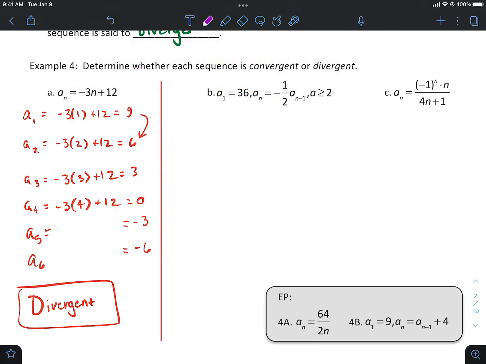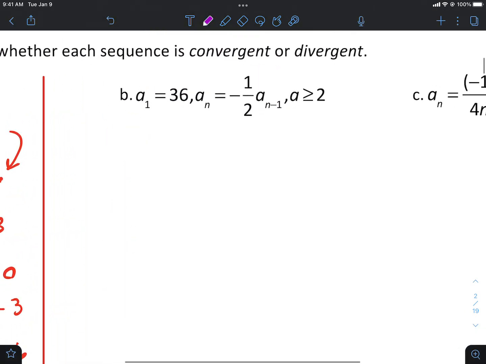The next one, they don't give us the explicit formula. They give us the recursive formula. And I know that because I see this n minus 1 thing right here, a sub n minus 1. Don't forget that's the previous term. So we'll need the previous term to get the next term here. Usually they have to start you out somewhere, so they'll start you with the first term here. So a sub 1 is 36.